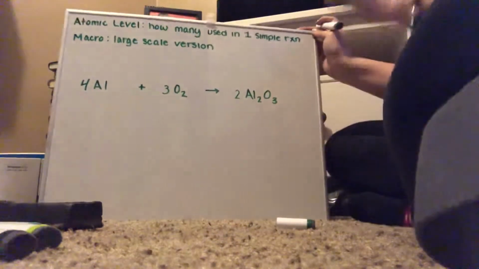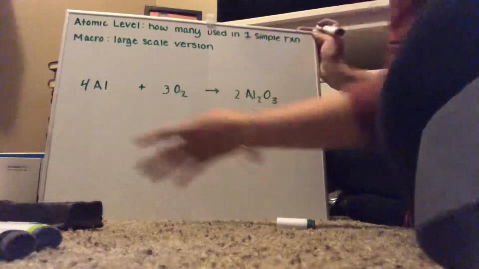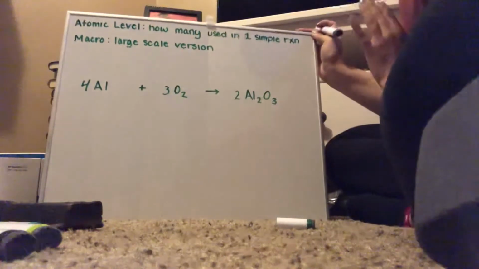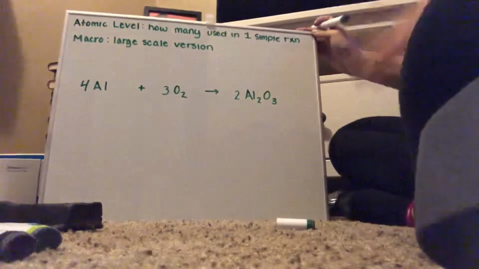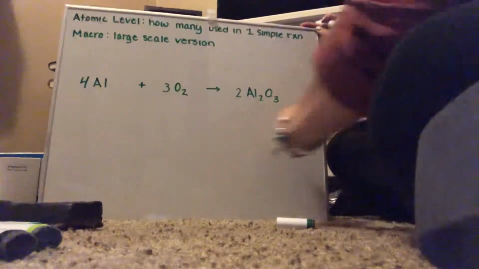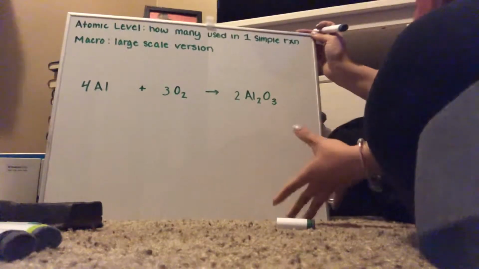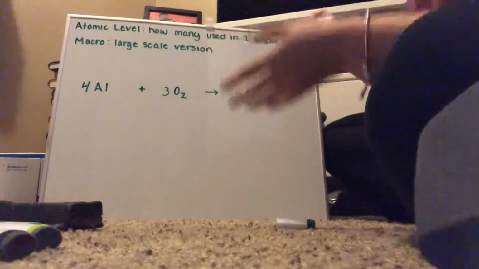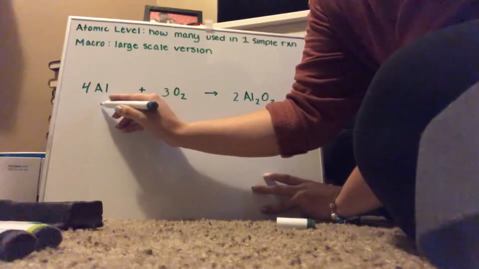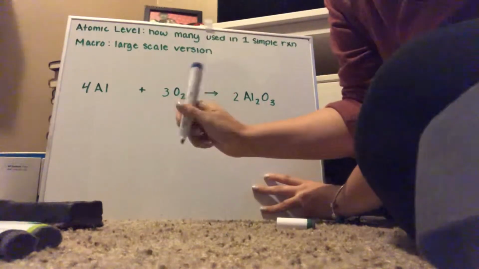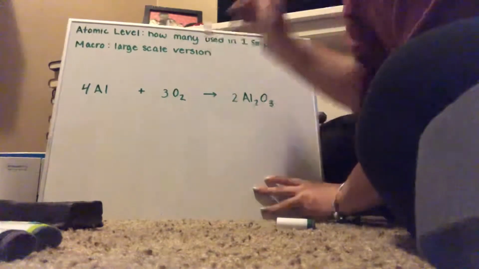So atomic level is the very, very little bit. So it's like 4 aluminum atoms and 3 O2s gets you 2 of these. That's the atomic level. It's literally the bare minimum. The macro level is like if you put all of this into a beaker, how much would you get? So she's asking you to recognize that you have 4 aluminum atoms and 3 molecules of oxygen, and this is molecules because it's 2 atoms together.